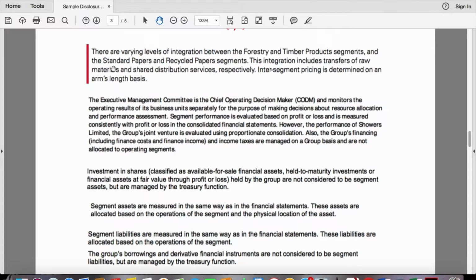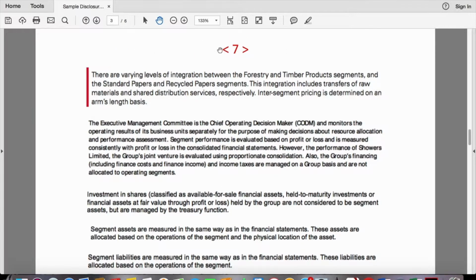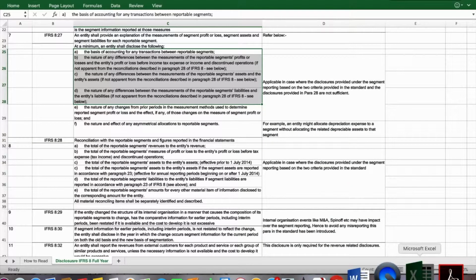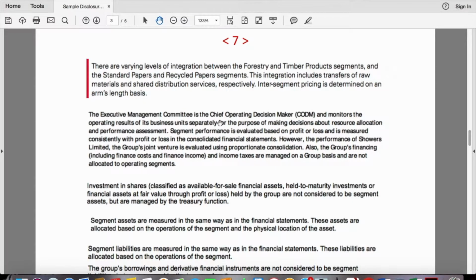The first thing, this is note number 7 and serial number 7. Now there are varying levels of integration between the forestry and timber products segments and the standard paper and recycled paper segments. So these are basically two segments. This integration includes transfer of raw material and distribution services respectively, and the pricing is determined on an arm's length basis. So this is a measurement of transactions between the entities.